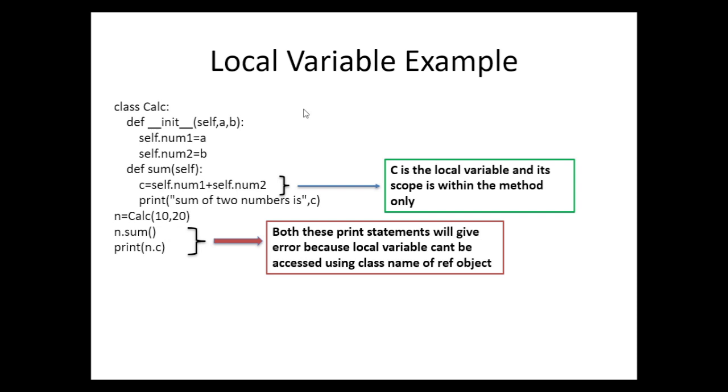Local variable: as discussed earlier, local variables just have the scope within the method. Now suppose we have taken a class CALC and this is the init method, and here C is a local variable. This is basically used to add two numbers. The two numbers are the instance variables, and when we add these instance variables, the sum we get in C, whereas C is a local variable. This C variable can only be used within this method. Outside this method, if we try to use it, we can't access it. We will get an error. We can't access it by using the object name or the class name.